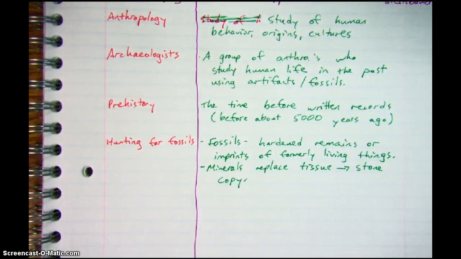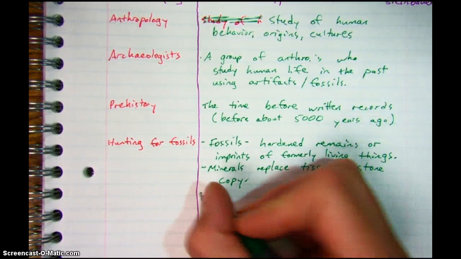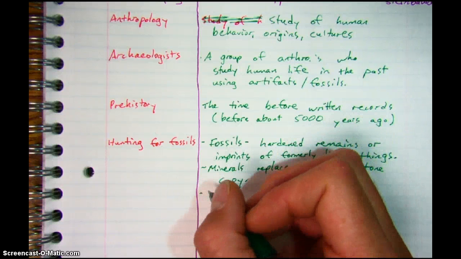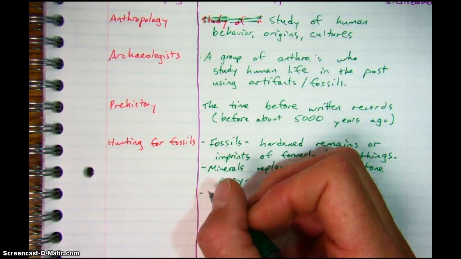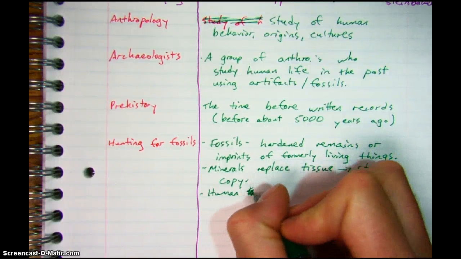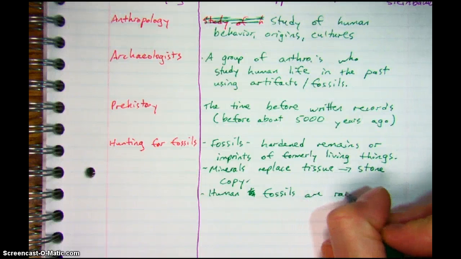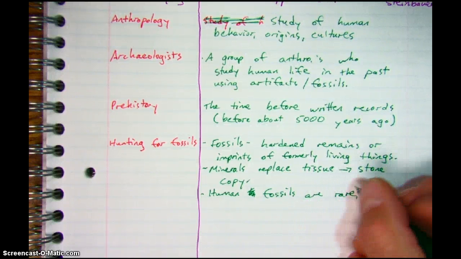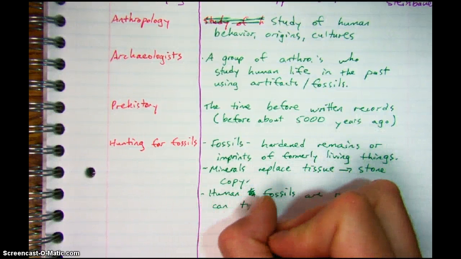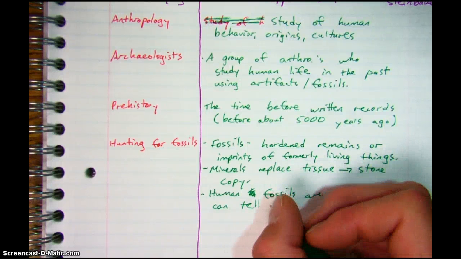Okay, I'm going to move up my page so you guys can keep watching. And then the last bullet I got out of this section of reading is that fossilized human bones are very rare. I'm going to abbreviate it a little bit again. Human fossils are rare, but they can tell us things like what people ate, the size of their body, and so on.